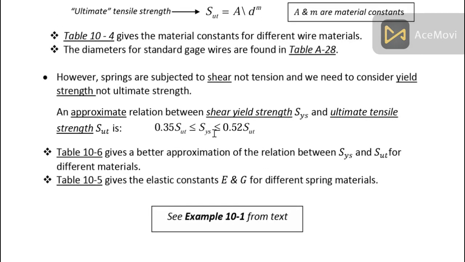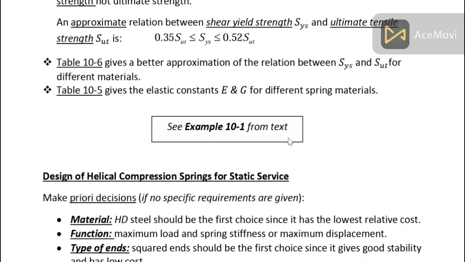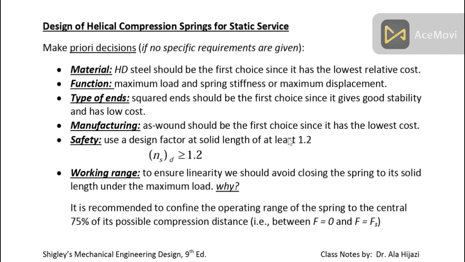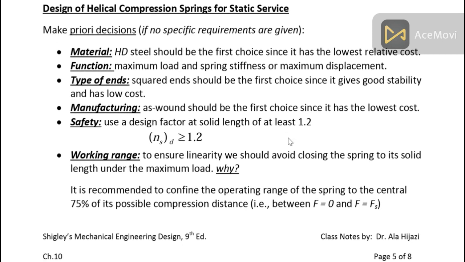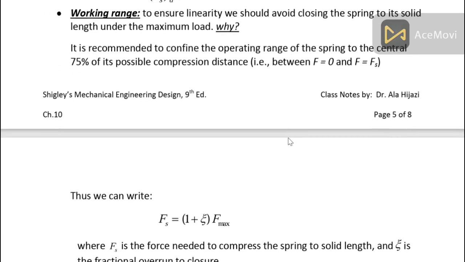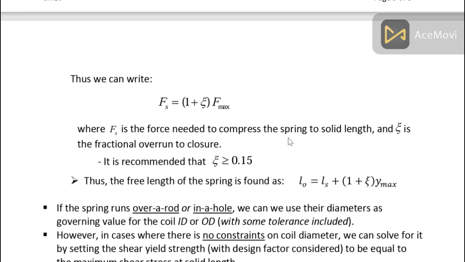And the yield strength is between 0.35 of the ultimate strength and 0.52 of the ultimate, and depending on the strengths, it may be 0.45 or 0.5. Basically, design involves first the material, then function, type of ends, manufacturing, then safety factor and working range. These are all the factors here.